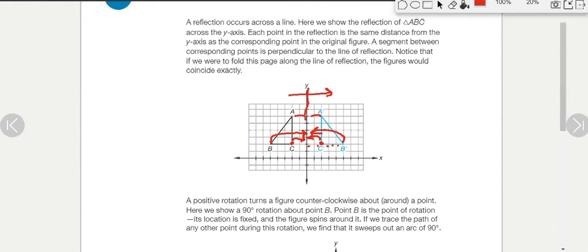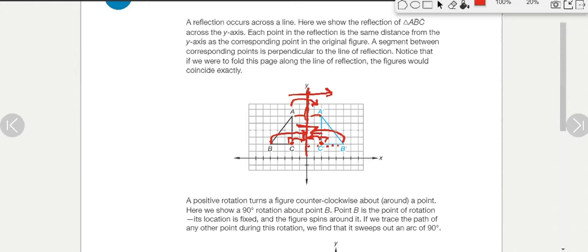In order to do this, on different sides of a line, the shape does need to be oriented differently. So now you've got your right angle on the right side, in this case. A segment between corresponding points across this line is going to be perpendicular to the line of reflection. Notice if we folded along this line of reflection, folded the page, they'd line right up. They'd coincide exactly.